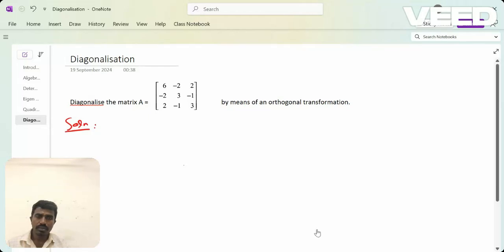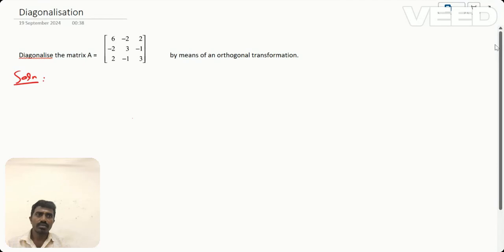In this lecture, we are going to see how to diagonalize a matrix. For that, first we need to find the eigenvalues and eigenvectors of the matrix. Then we have to normalize the eigenvectors. Then write the normalized model matrix. And then we have to use the orthogonal transformation to find the diagonal matrix.